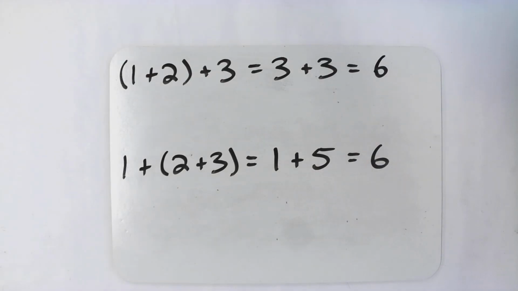So since these are equal, we have the same sum, that's saying we can use that associative property of addition. So again, concrete model is, you can use any objects, just add them in different orders. Representational model, you can do a drawing that's similar to the concrete model. And then our abstract model is going to be the actual equations written out.